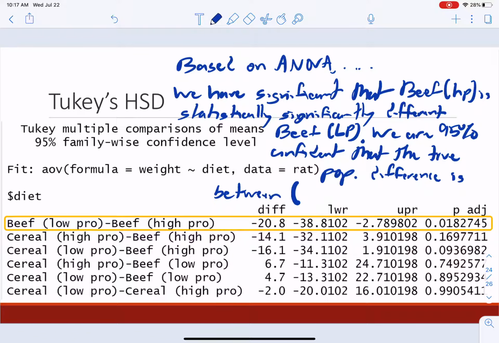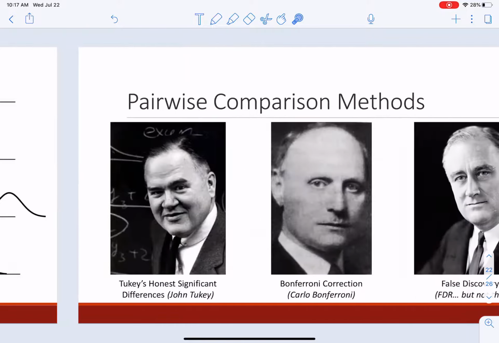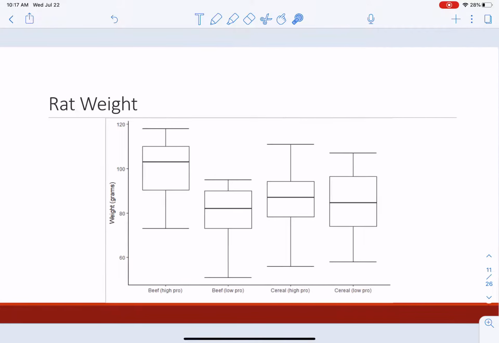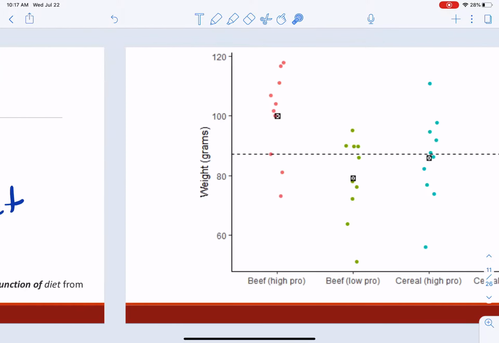Now, depending on how you want to put this in a different kind of frame, you might say that beef on average, here in this sample, beef with the high protein on average was 20.8 grams larger than beef with the low protein, right? Or heavier or whatever. It always helps to kind of come back to these pictures, just to help you orient yourself, right? So we see that the beef with the high protein is larger than the beef with the low protein. So that's essentially what's happening.